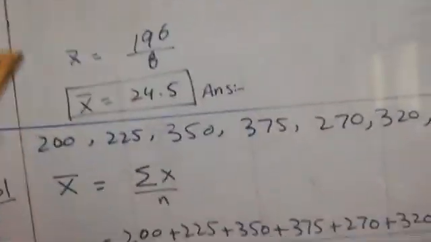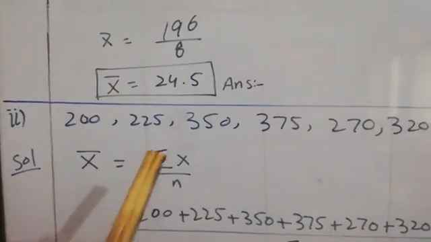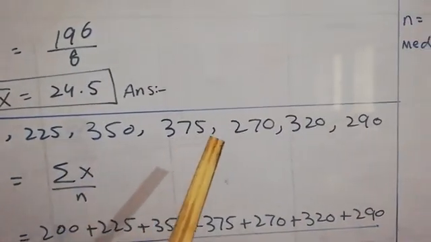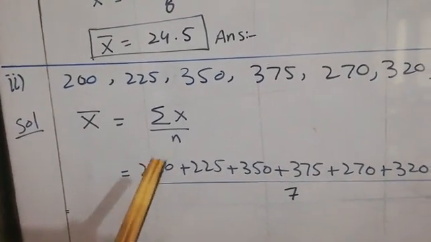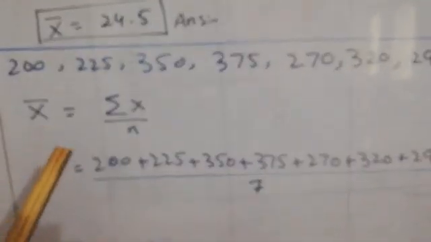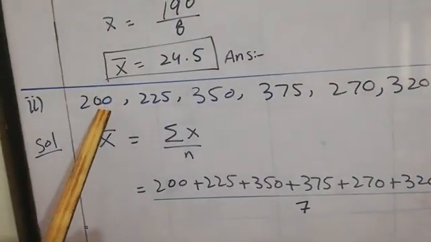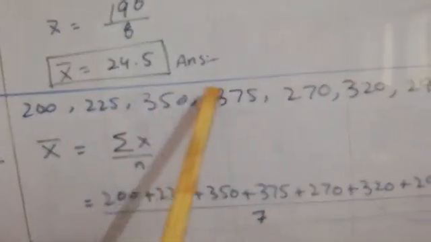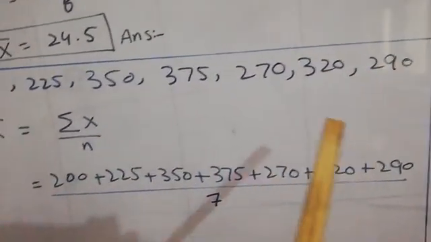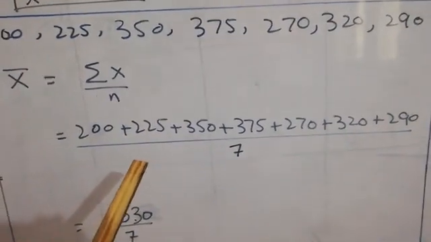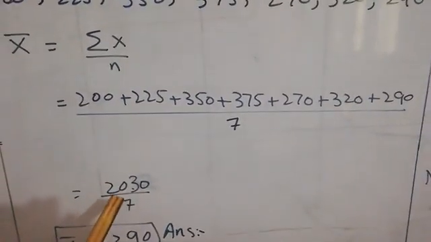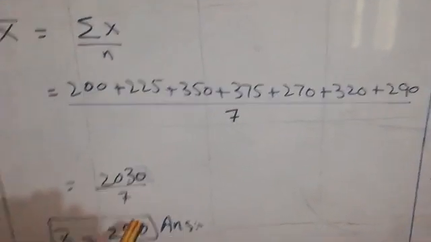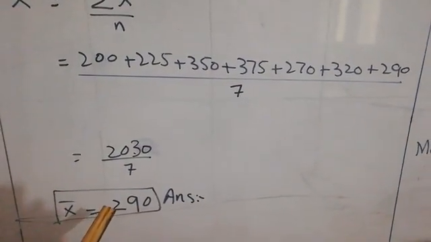Okay. Now part number 2: 200, 225, 350, 375, 270, 320 and 290. Again X bar is equal to summation X over N. We will add all the values, and in this part there are 7 values: 1, 2, 3, 4, 5, 6 and 7. So we will divide their sum by 7, and when we add, this will be 2030 by 7, which is equal to 290.